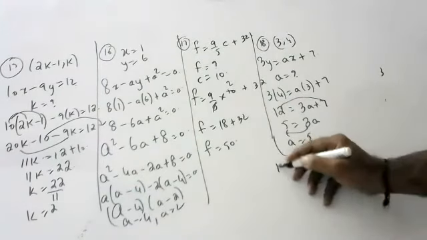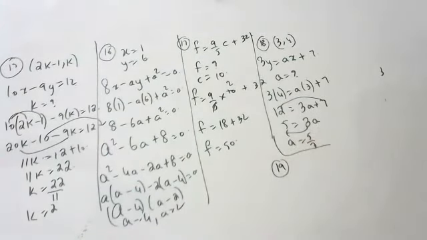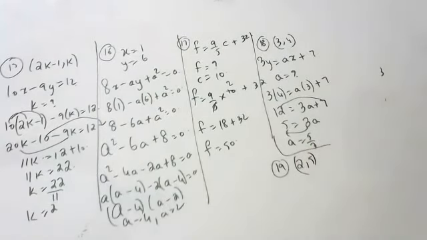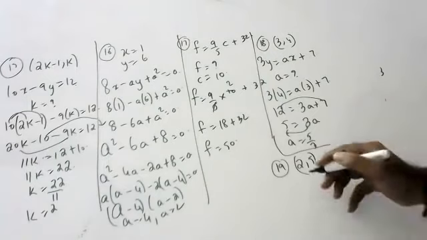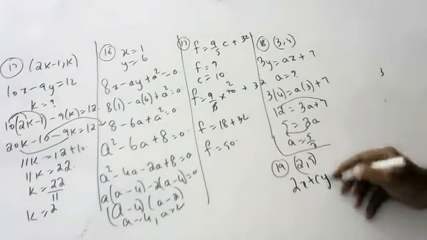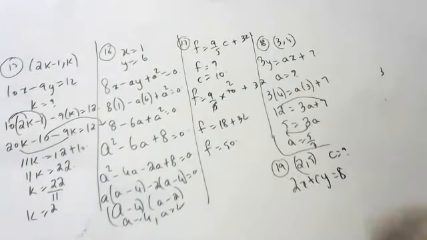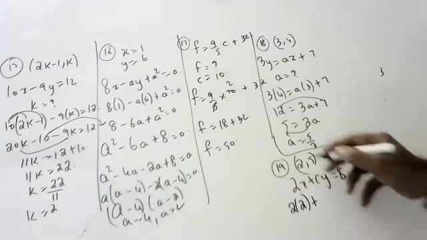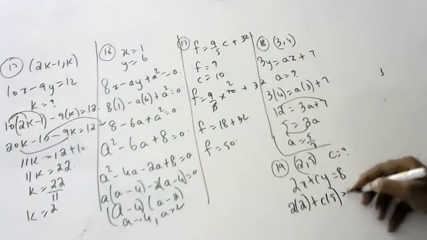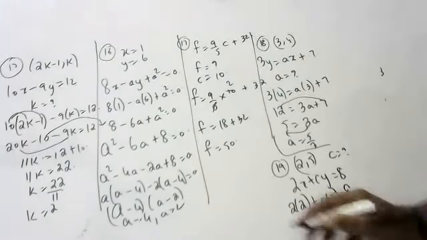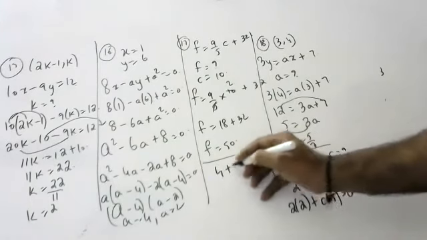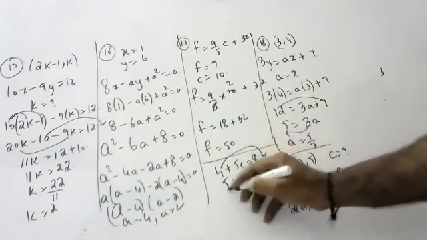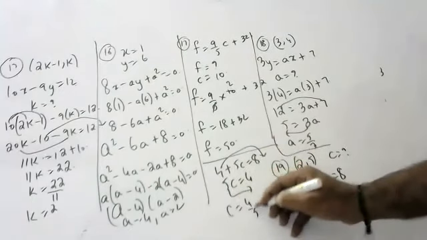Vivek. Yes, sir. 2 comma 5 is a solution of 2x plus cy is equal to 8. Find c. 2 into 2 plus c into 5 is equal to 8. 4 plus 5c is equal to 8. 5c is equal to 4. C is equal to 4 by 5.